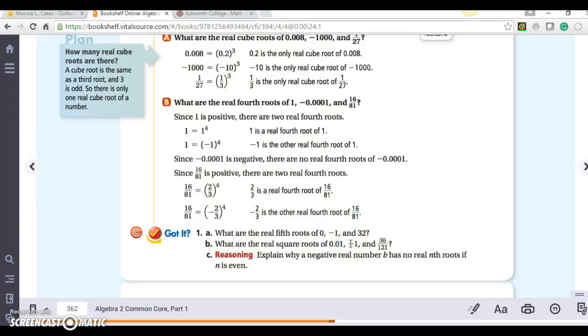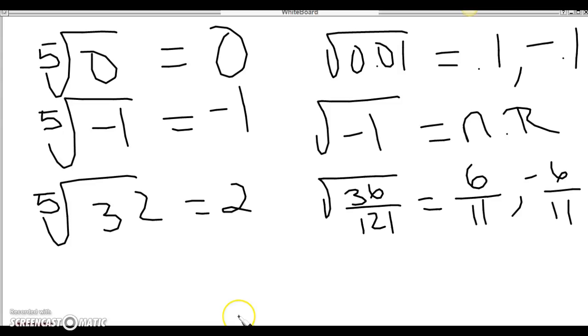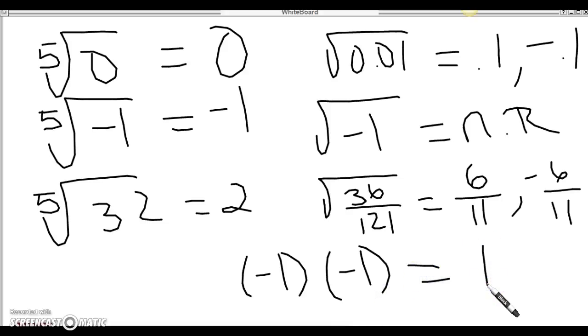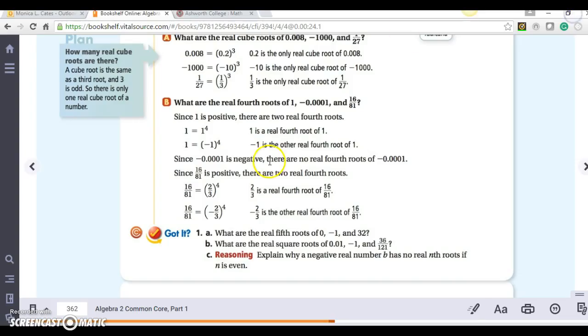Explain why a negative real b has no real nth root if n is even. We talked about that at the very beginning. If it's a negative, there's nothing that I can multiply twice to get it. For example, negative 1 times negative 1, I get positive 1. Whenever I multiply a negative times a negative, I always get a positive. So I can't multiply two of the same thing and get a negative. That's impossible. So I hope this helps.